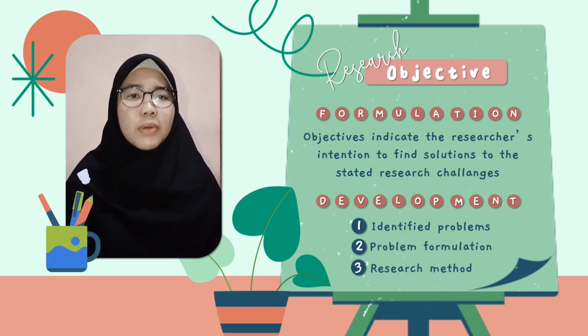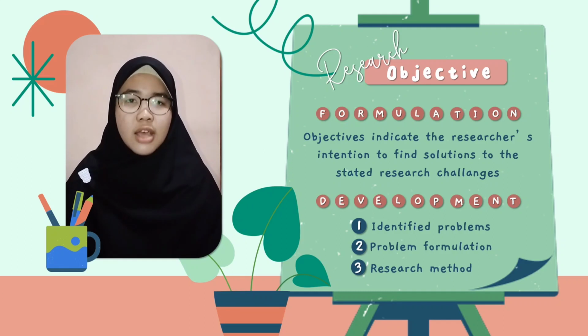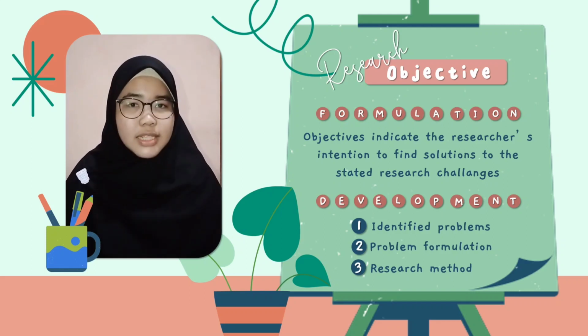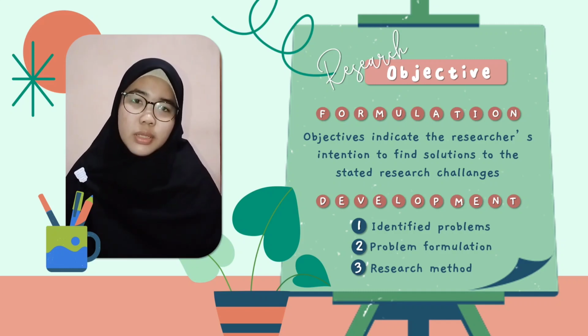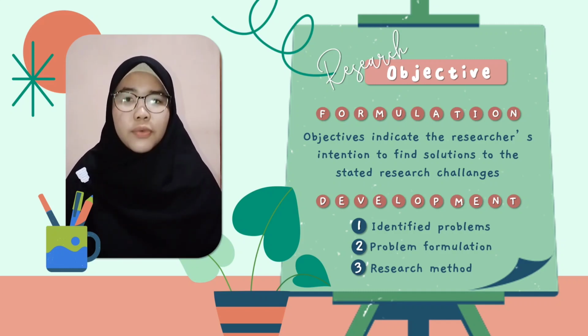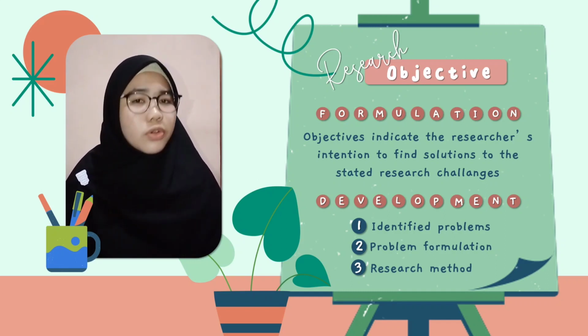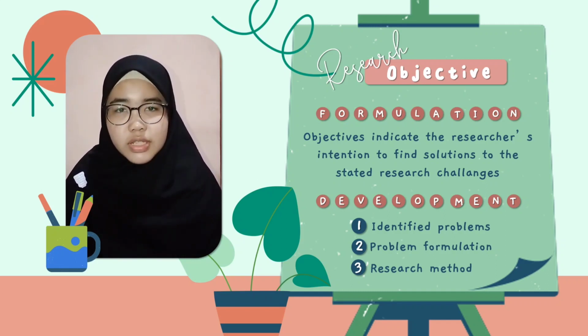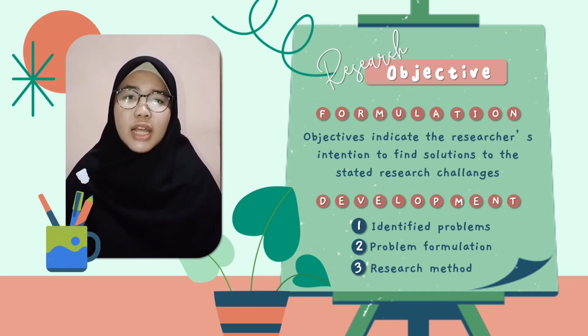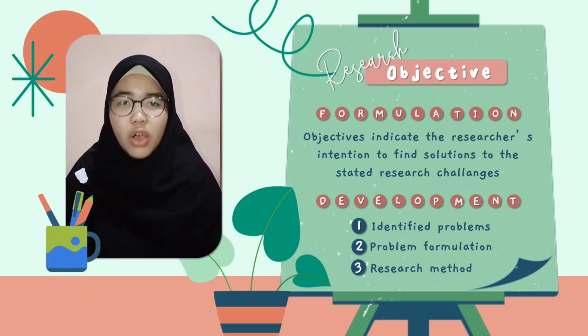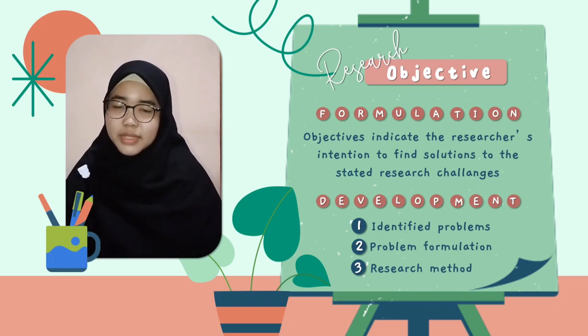We will get our purpose for doing the research because we know what the problem is. So the research objective must answer the research problem or problem formulation. Last but not least, research method. This one also relates with the previous point. From the research objective, we will know which method we are going to use, who will be the research subject, and what kind of data collection technique we are going to use to achieve the research objective.